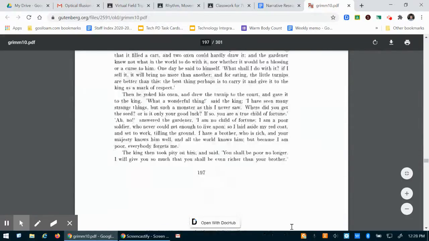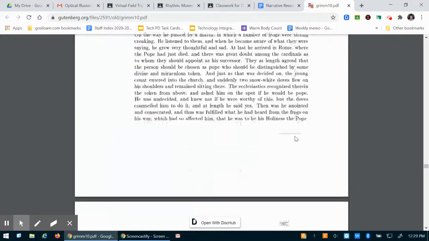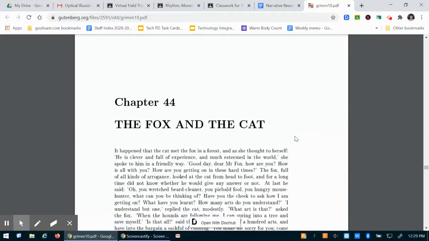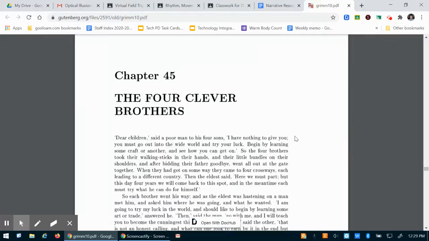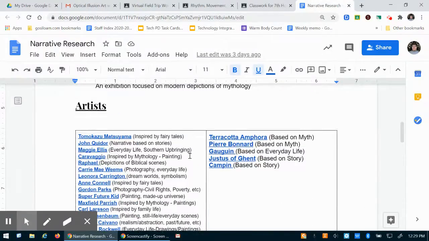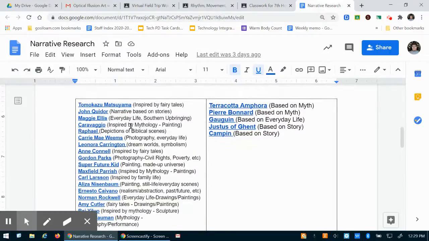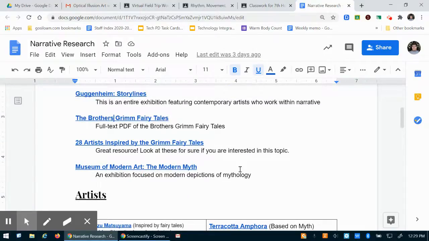The turnip, pretty cool. So these would be great narrative resources to base your project off of. A lot of good imagery comes out of these, I think. Anyways, if you still want to look at some more artists, if none of these artists are super interesting to you, let me know. We'll find something specifically for you.